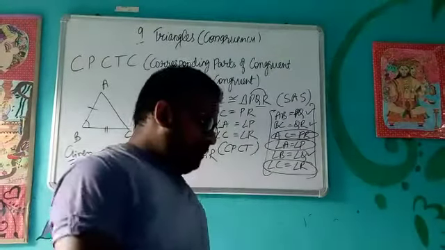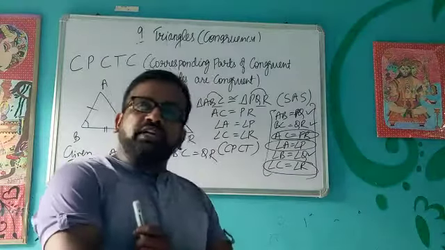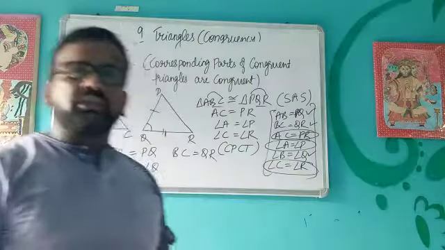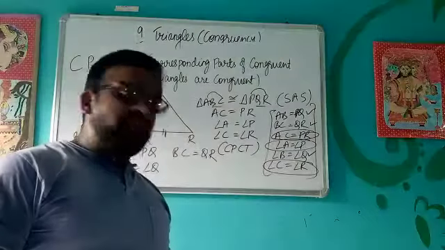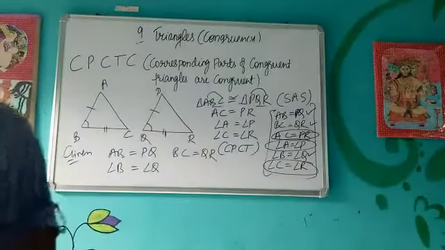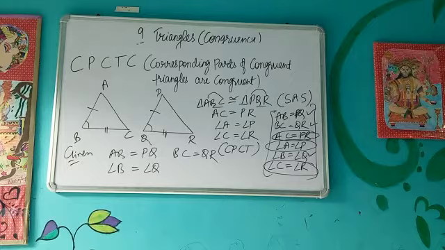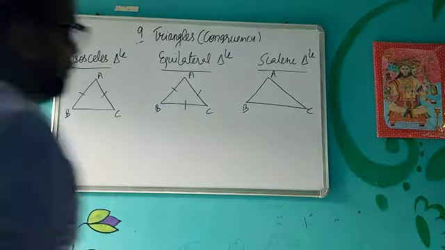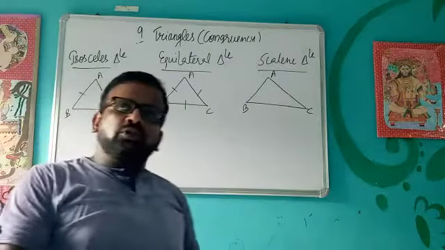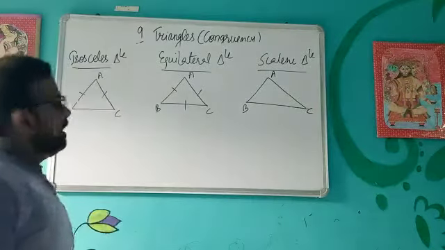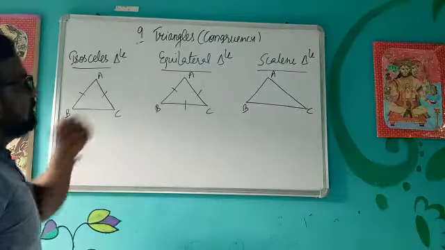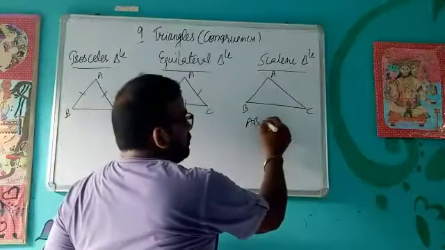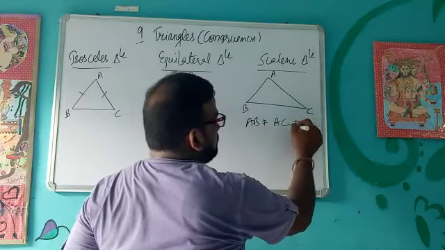So these are all the 5 criteria of congruency that we will use to solve the questions, as well as a few of the properties of the triangles that you have studied in the previous class. Okay, so before starting to solve the questions related to congruency, let's review a few properties. So the first triangle that I am going to discuss is the scalene triangle. And what we all know, in a scalene triangle, none of the sides are equal to each other.